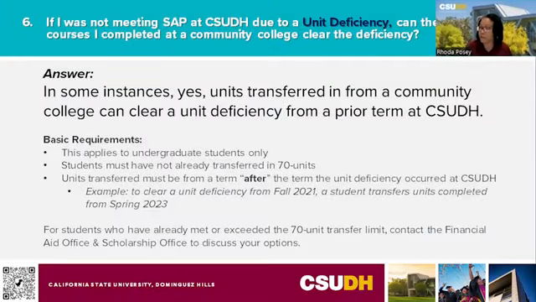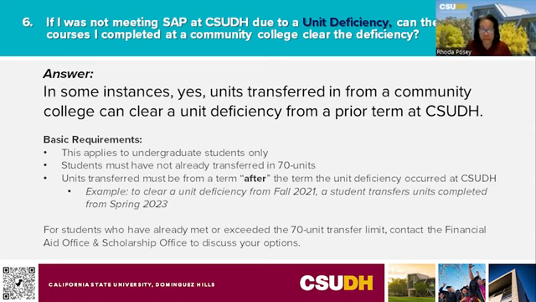Number 6, if I was not meeting SAP at CSUDH due to unit deficiency, can the courses that I completed at a community college clear that deficiency? Here's that answer. In some instances, I repeat, in some instances, yes. Units transferred from a community college can clear a unit deficiency from a prior term. What are the basic requirements on that? First, it only applies to undergraduate students, so not credential or graduate professional students.